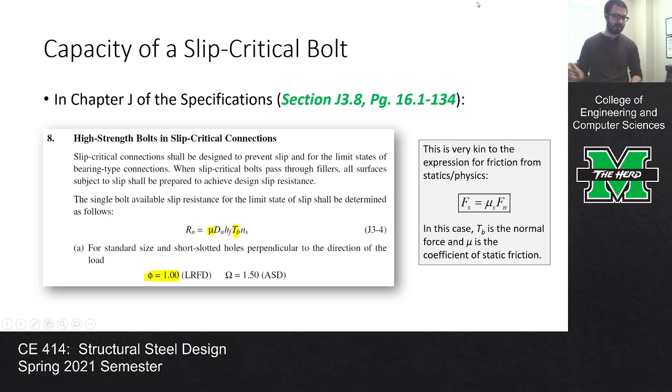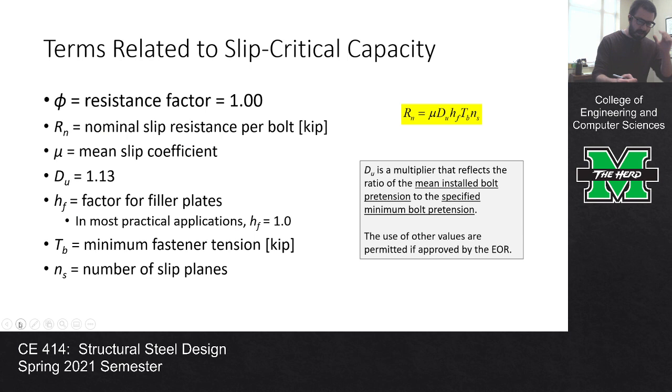But let's digest these. What are each of these terms and what do they represent? Here's our expression. We've got mu, Du, Hf, Tb, Ns, and so on. Let's take them one at a time. First off, the resistance factor is one, so you don't have to worry about forgetting to multiply by phi. Rn is the nominal slip resistance per bolt, measured in kips. Ultimately you're taking your mean slip coefficient, multiplying it by the minimum fastener pretension, and then adjusting it. So we know what phi is, we know what Rn is. What about the rest?